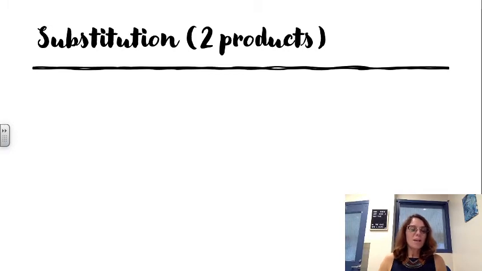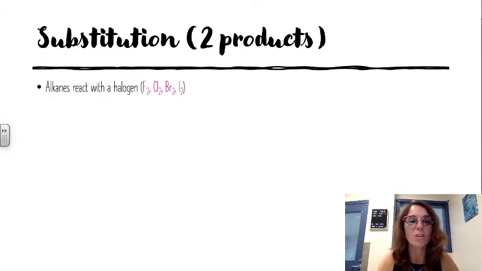So the third type of reaction that can happen with an alkane is called a substitution reaction. What I want you to remember, we're going to be talking about two main types of reactions throughout this process. In a substitution reaction, we make two products. So in your notes, I want you to highlight two products. You always need two things that you're forming from this reaction.